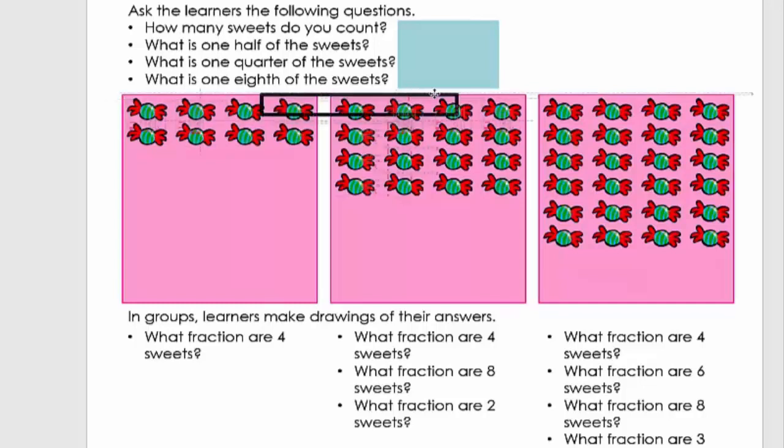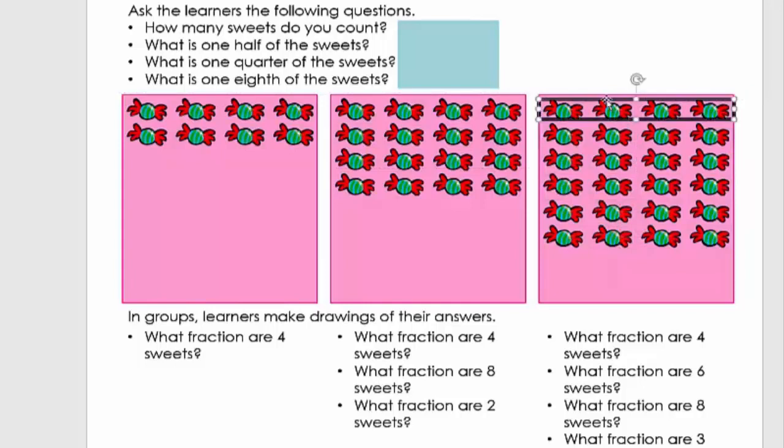So now here we know that we have 4, 8, 12, 16 sweets. So 1/2 of 16 will then be 8. Very good. And then the last one, we know we have 24 sweets, and then 1/2 of 24 will then be 12.